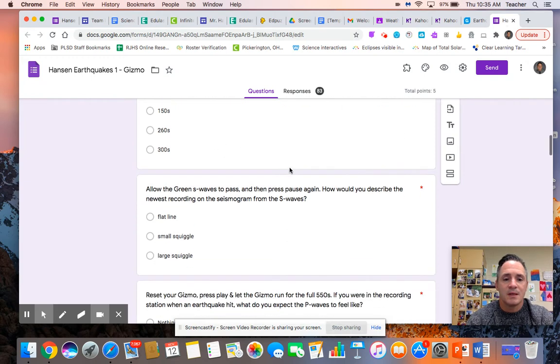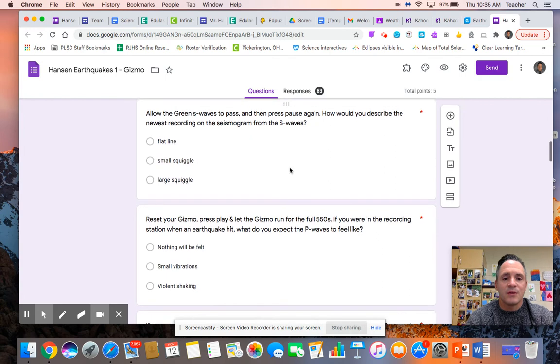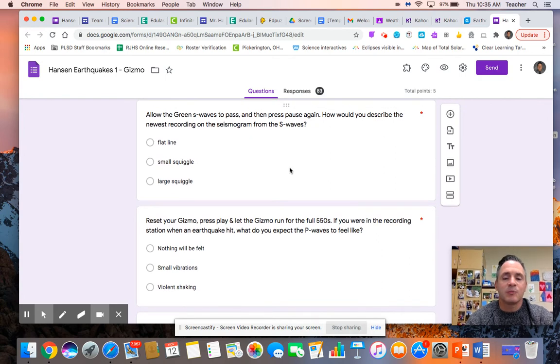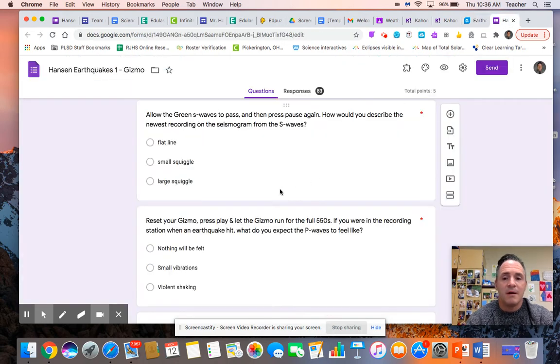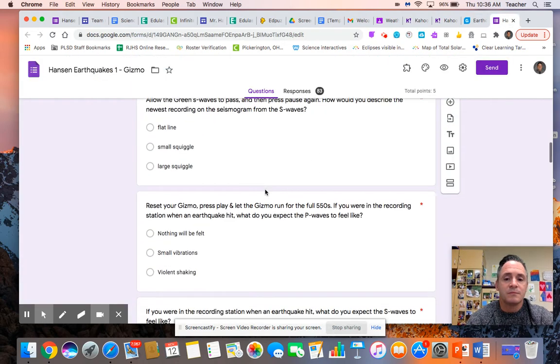All right. Next, it says allow the green S wave to pass, then press pause again. How would you describe the newest recording from the seismogram, from the S waves? So we're going to hit this, let it go by. All right. So how would you compare this? Compared to that, you can kind of see the answer there. All right, so there you go. Easy enough.